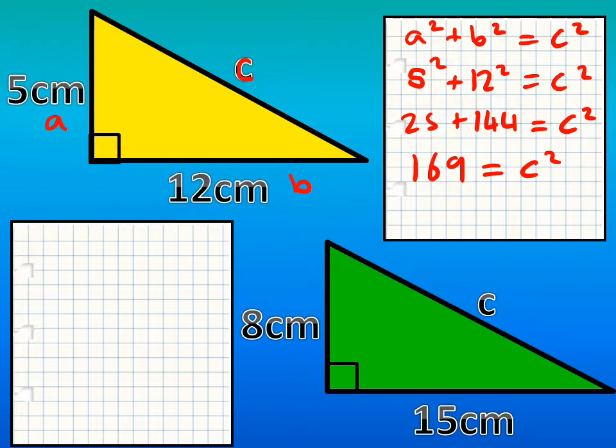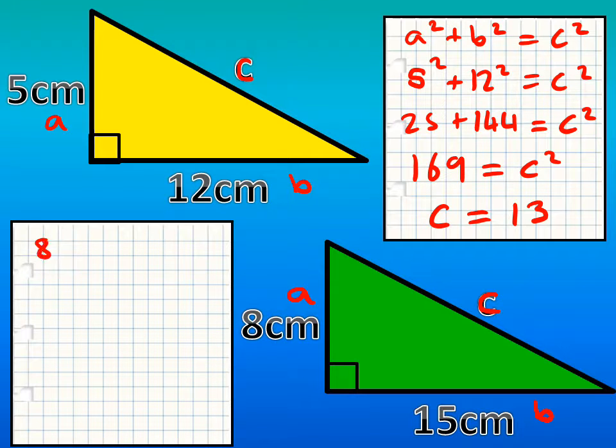And then to find what C is, if C squared is 169, then the square root of 169 will give us C. The square root of 169 is 13. Right, let's have a go at the other one then. Again, label your triangle A, B, and C, making sure that C is your longest side, the hypotenuse. It doesn't actually matter which way around you put your A and B, as long as your C is correct.